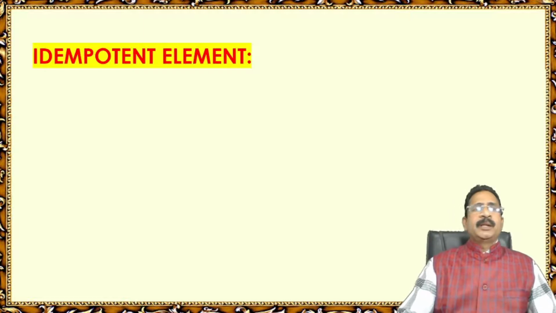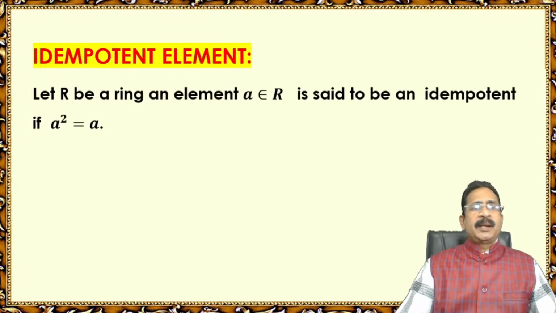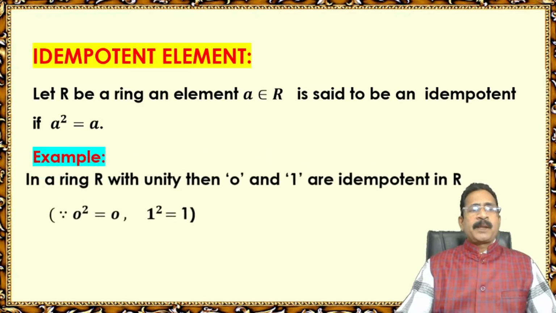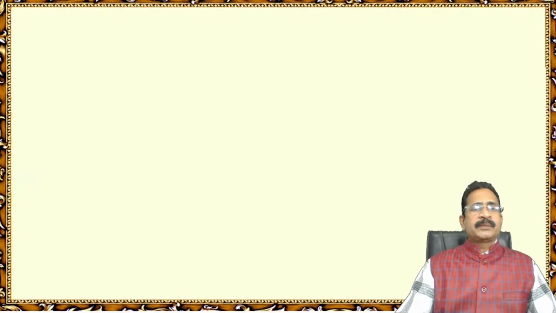Now we will go for idempotent element. What is meant by idempotent element? Let R be a ring. An element a in R is said to be an idempotent element if a square is equal to a. Now look at an example. In a ring R with unity, 0 and 1 are idempotent elements. Why? Because 0 square is 0 and 1 square is equal to 1.